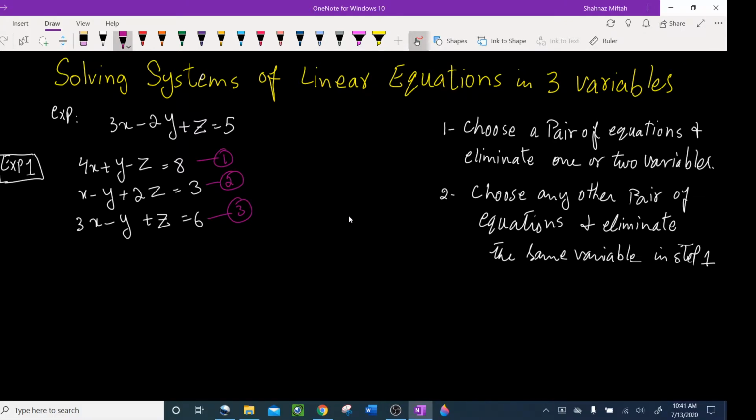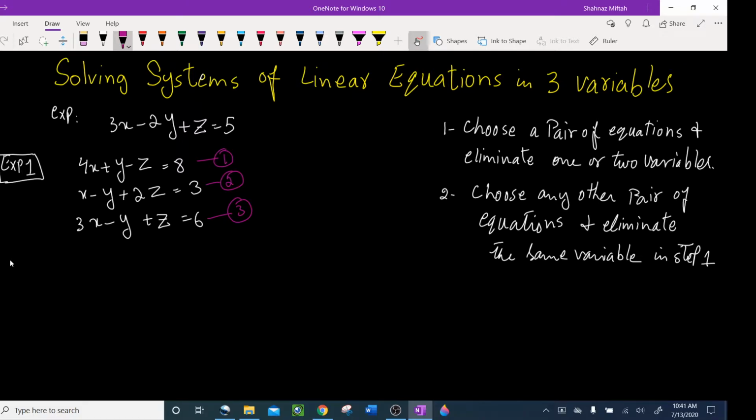Okay, now the first step says choose a pair of equations and eliminate one or two variables. So these are my three equations. So let's compare equations 1 and 2. 4x, I can't eliminate x and x. I can eliminate y. I can eliminate z. What about 1 and 3? Do you see the 1 and 3? I can eliminate y, and I can eliminate z and z, positive, negative, so I can cancel them out and I will be just left with x. So that would make life much easier if we can get rid of two variables.